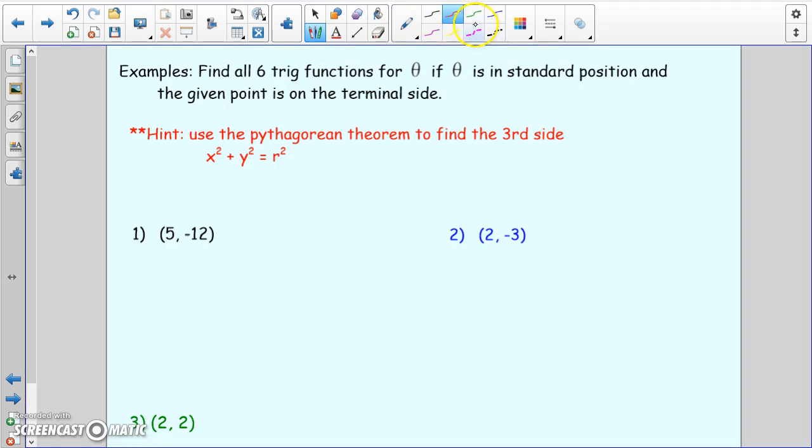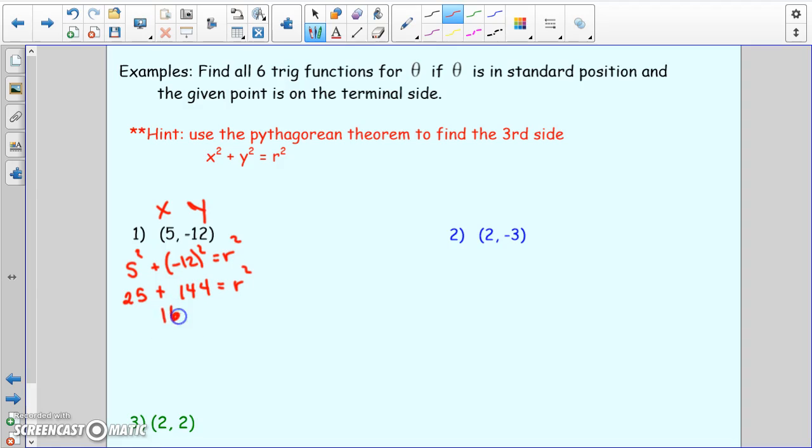Okay? Now, the ordered pair gives us our values for x and y. So the 5 is the x, the negative 12 is our y. So our job is we need to find the r. So we're just going to plug these two numbers into that formula. So it's 5 squared plus negative 12 squared equals r squared. I'll square the 5, which gives me 25. I square the negative 12. It gives me a positive 144. And then equals the r squared.